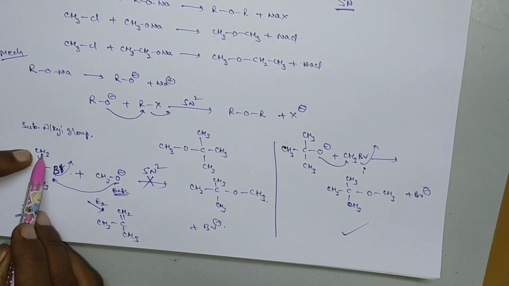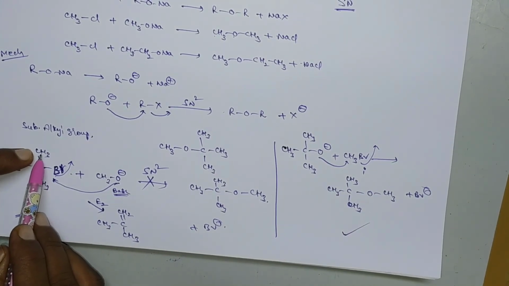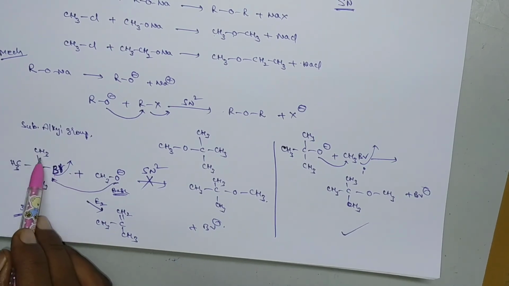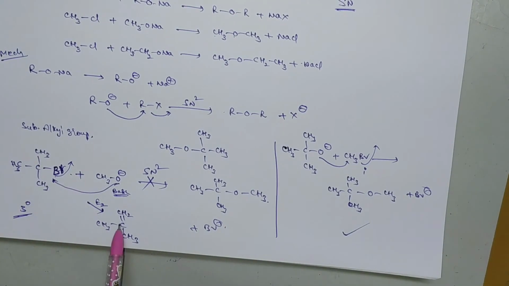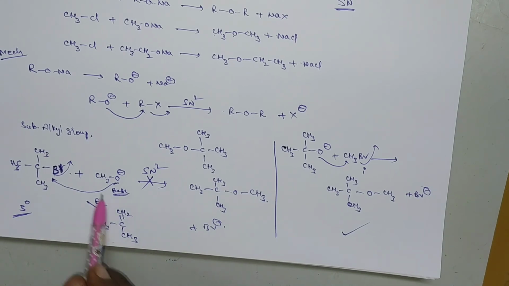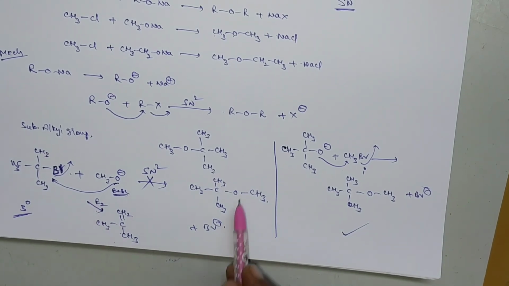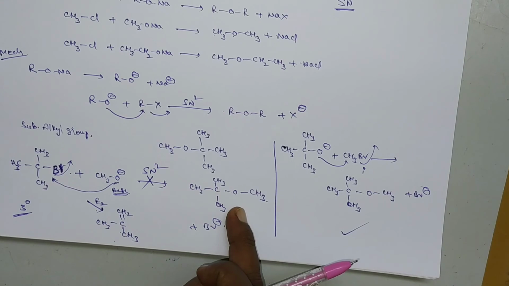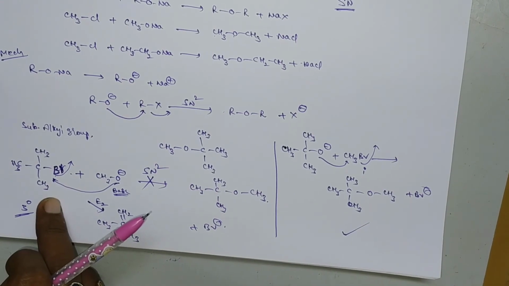Here it abstracts one proton, H plus. So after leaving this H plus, this Br minus can be eliminated by an elimination reaction to produce an alkene. So here E2 is the predominant product rather than this one. So ethers cannot be prepared from these tertiary alkyl halides. Okay.